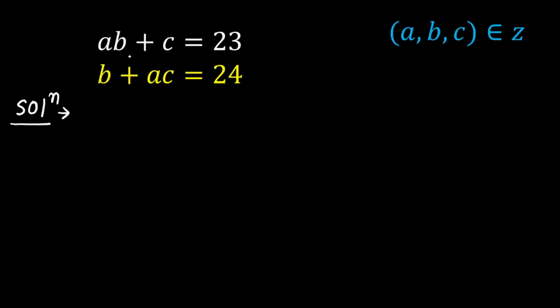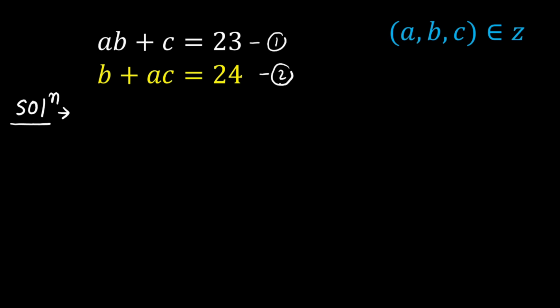Hello students, in this video we are going to solve a times (b + c) = 23, and b + a times c = 24, and here we will find out the values of a, b, c, and it is given that a, b, c belong to integers. So let us consider this as equation number first and this as equation number second.